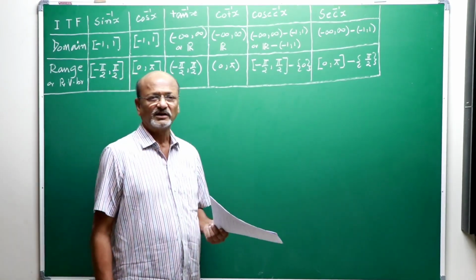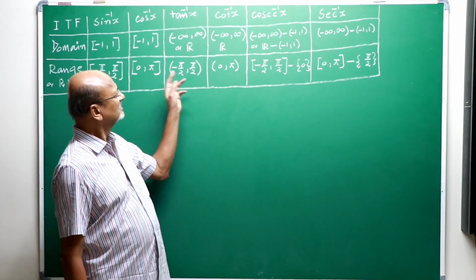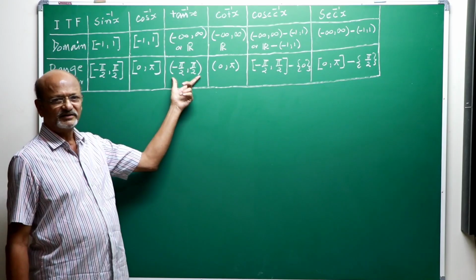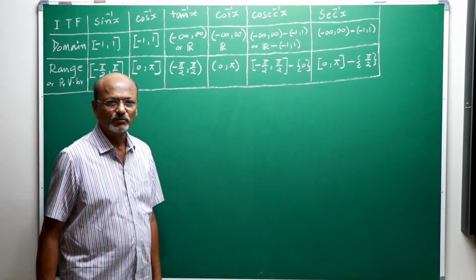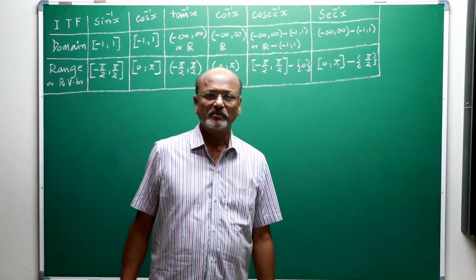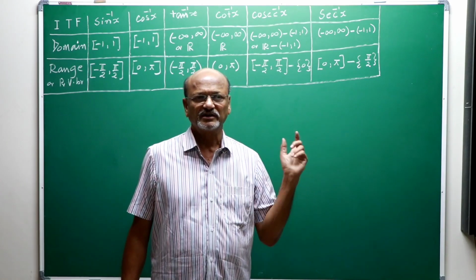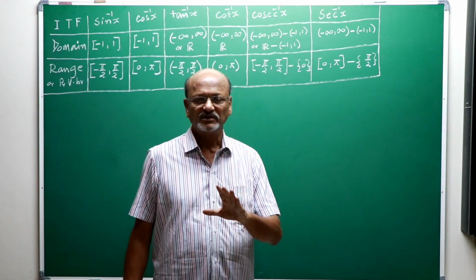Friends, already two classes, yesterday and the day before yesterday, started with the inverse trigonometric functions, ITF. On the first day I did restricted identities and conditional identities. I have told everything: to make a trigonometric function one-one, we have to cut the domain. Restricted domains for sine inverse, cos inverse, tan inverse, everything is explained.